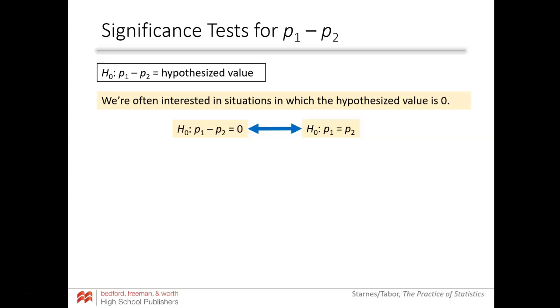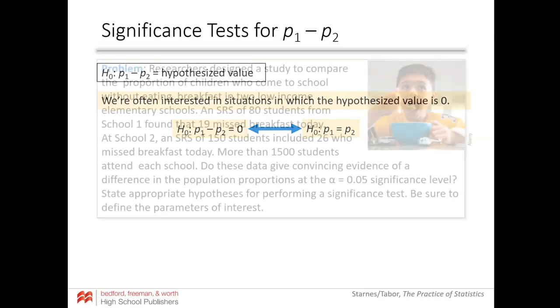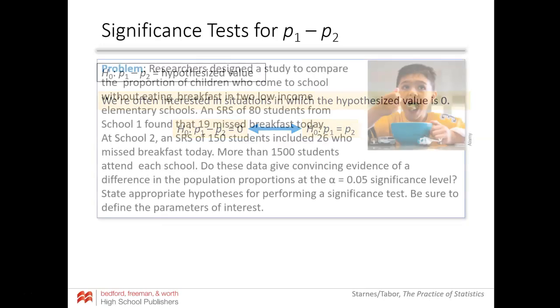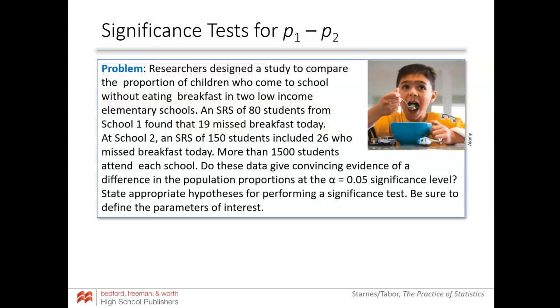Another way to write that is to simply say P1 equals P2. That's often the way my brain thinks about it first, and then I'll rewrite it as P1 minus P2 equals 0. And of course, as we set up the significance test, we have to make sure that we've clearly identified the parameters P1 and P2 and what they represent, that they're the true value for whatever the parameter is. So let's jump into some examples here.